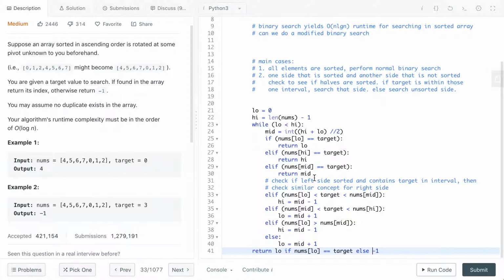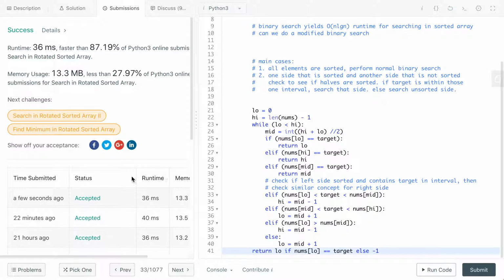Then we check if the left is sorted, so nums of low less than target, less than nums of mid. Then move the high pointer to mid minus 1 if we're searching the left, and move the low pointer if we want to search the right. Then we check to see if the left is unsorted, so that means nums of low greater than nums of mid. If so, then we would search the left, else we search the right. And now handle the case where we only have one element. Else return -1. Let's check it out.